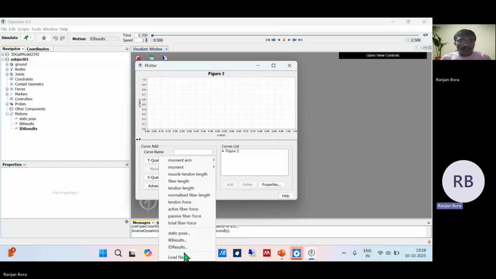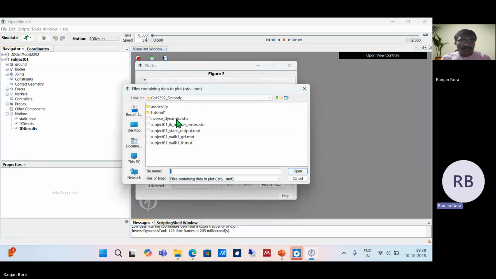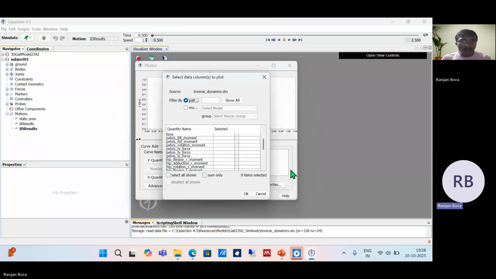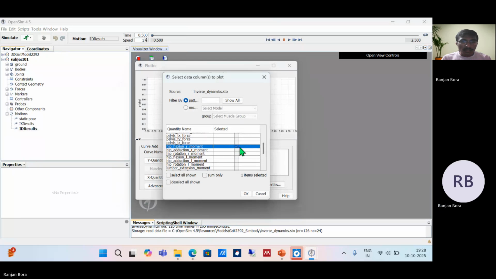First, we need to load that file, load file, inverse dynamics.sto. This file was generated after doing the inverse dynamics. This is the output of inverse dynamics. So we'll load this. So you can see different joint moments we can plot. So hip flexion moment for the right and hip flexion moment for the left hip joint. I will plot these two moments.